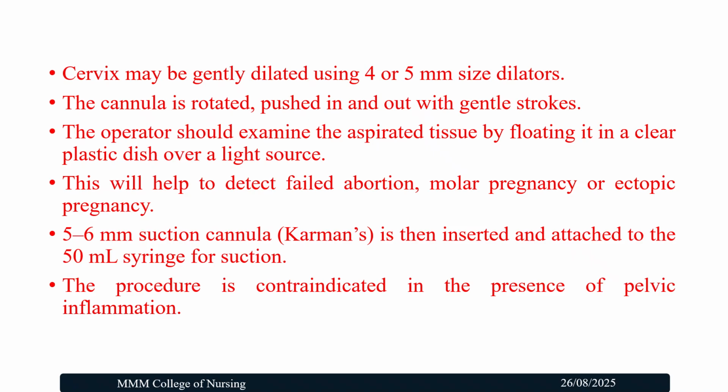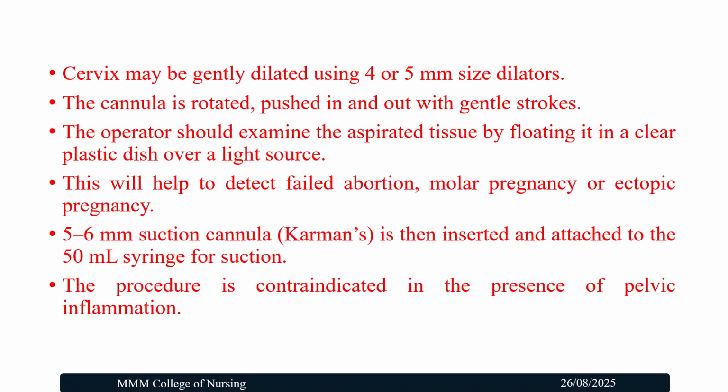The cannula is rotated and pushed in and out with gentle strokes, and then the operator should examine the aspirated tissues by floating them in a clear plastic dish over a light source. This will help to detect a failed abortion, molar pregnancy or ectopic pregnancy. A 5 to 6 suction cannula is then inserted and attached to the 50 syringe for the suction procedure.